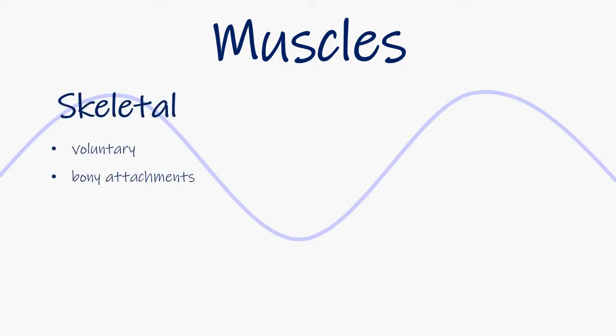The first is skeletal muscle. This is a voluntary muscle that is usually attached to bones for gross movements of the human body. The second type is cardiac muscle. This is an involuntary muscle that makes up the heart.